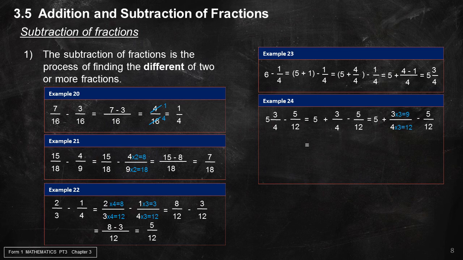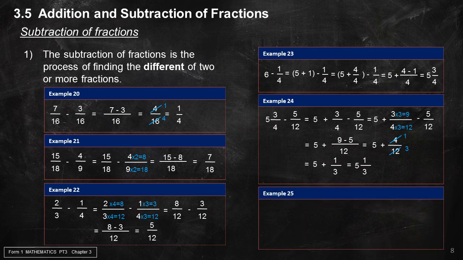Equals 5 plus 9 minus 5 over 12 equals 5 plus 4 over 12. 4 over 12 can be downscaled to 1 over 3. Equals 5 plus 1 over 3 equals 5, 1 over 3.